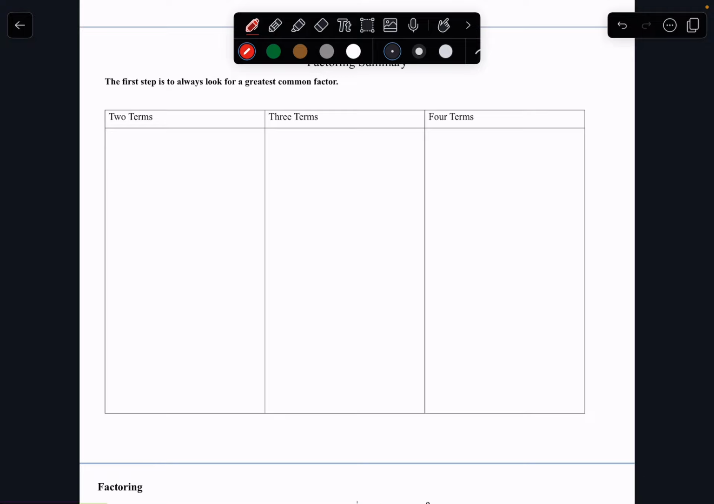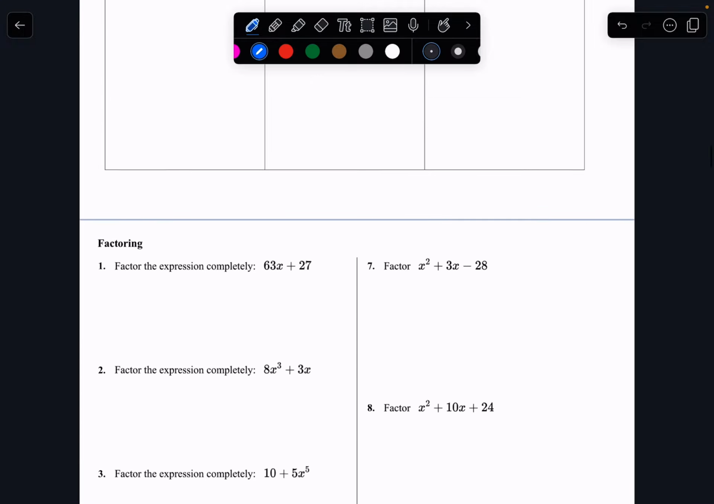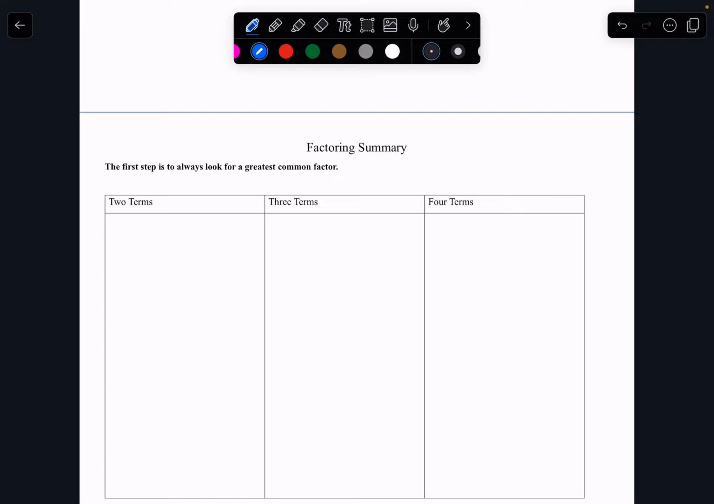Now the first thing we're going to go over is factoring using a GCF. If you notice up top here on our summary sheet, we're going to copy down, and you can turn your page, make it horizontal. The first step is to always look for a greatest common factor. No matter what you're factoring, you want to check to see if you have a GCF, or greatest common factor. Sometimes you'll have one, sometimes you won't, but it's always the first thing you want to look for.